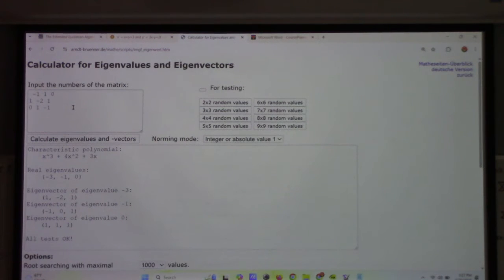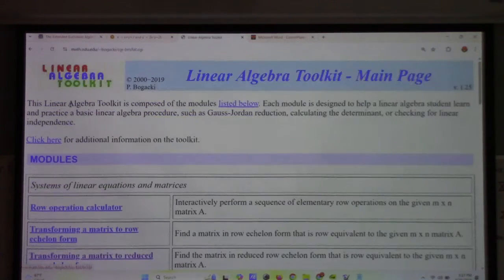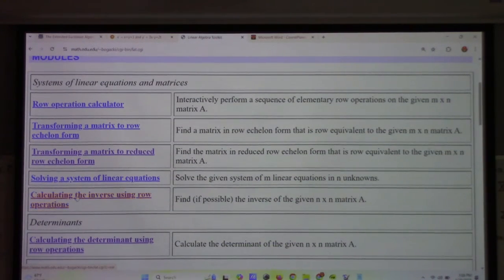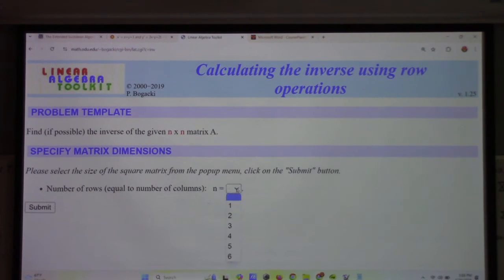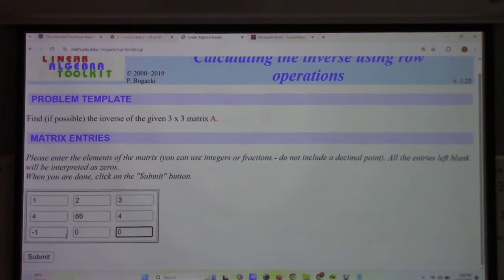If you're impatient to make me make that announcement, if you look at the linear algebra website, they're linked there already. But if we go back, this one is pretty nice. If we want to calculate, for example, the inverse of a matrix, we don't really care about the row reductions, right? You just want a formula for the inverse sometimes, right? So suppose I want the inverse of, I don't know, 1, 2, 3, 4, 66, 4, minus 1, 0, 0, whatever. Hopefully that's invertible.